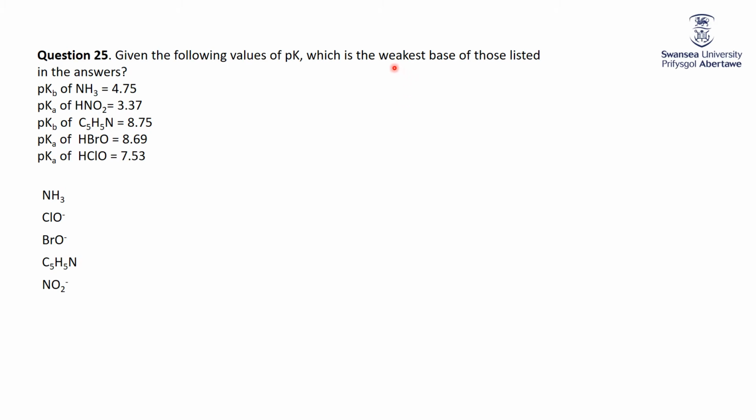But ultimately, we want the weakest base. Weakest base is, of course, the smallest Kb and the biggest pKb. So what we're looking for here, seeing as how we got all these p's here, is ultimately the one with the biggest pKb. Let's go through them. NH3, well, I already know its pKb is 4.75. C5H5N, I already know its pKb is 8.75.